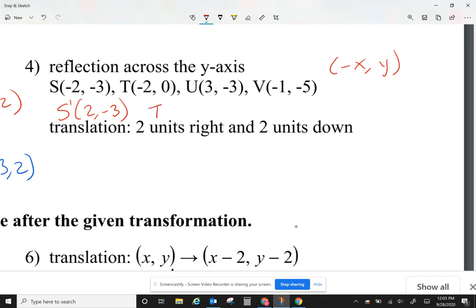If I'm looking at t prime, I'm going to have (2, 0). If I'm looking at u prime, I will have (-3, -3). And if I'm looking at v prime, it gives me (1, -5). All I did was switch the sign on the x value.